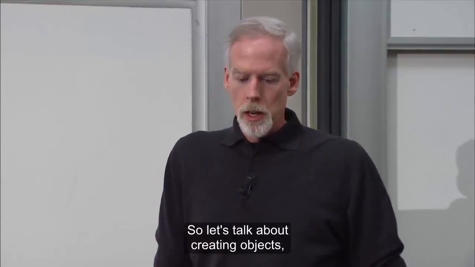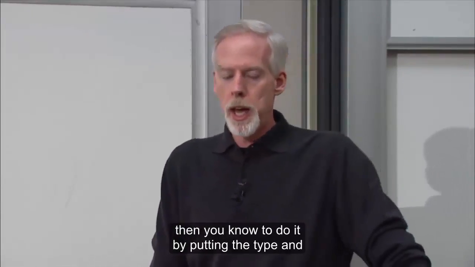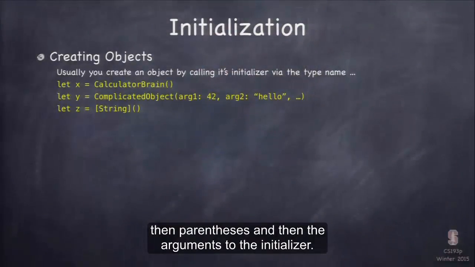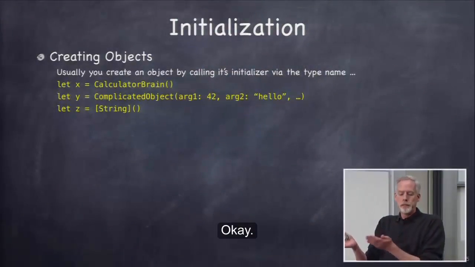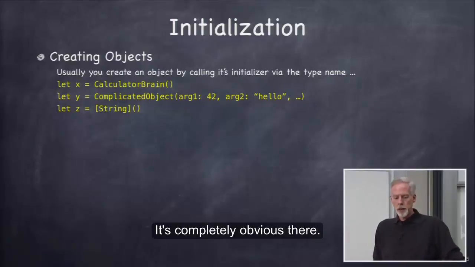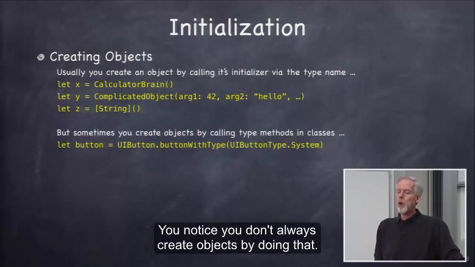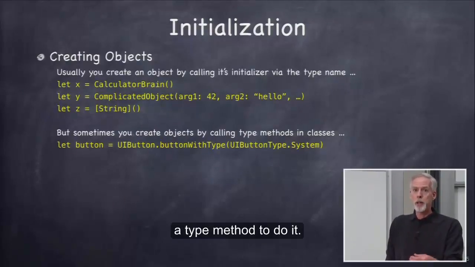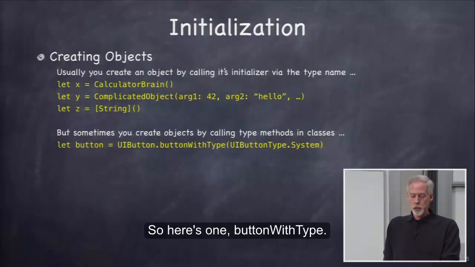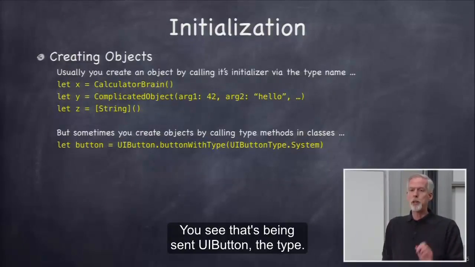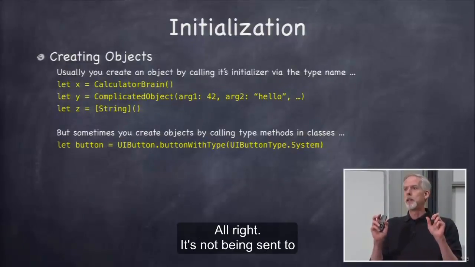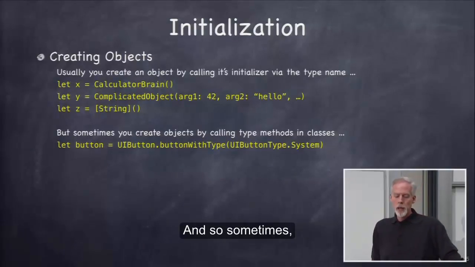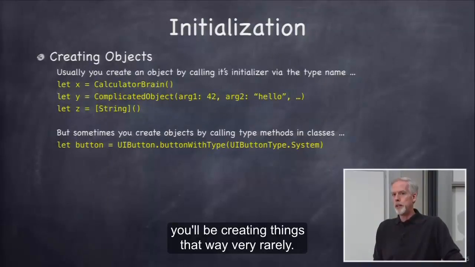Okay, so let's talk about creating objects then. You know to do it by putting the type and then parentheses and then the arguments to the initializer. Okay, it's completely obvious there. You notice you don't always create objects by doing that. Sometimes you will ask a class method or a type method to do it. So here's one, button with type. You see that's being sent to UIButton, the type. Right? It's not being sent to a UIButton. It is being sent to the type, like we talked about before. And so sometimes you'll be creating things that way.